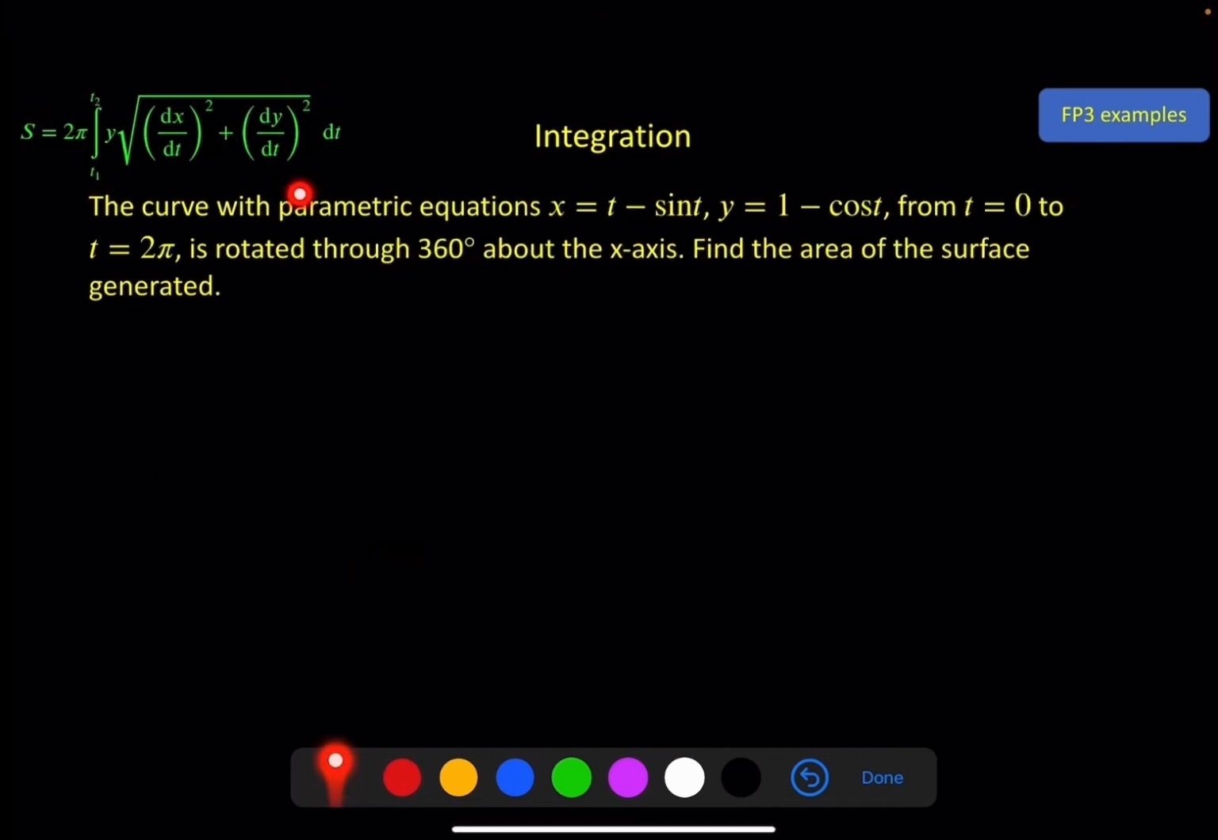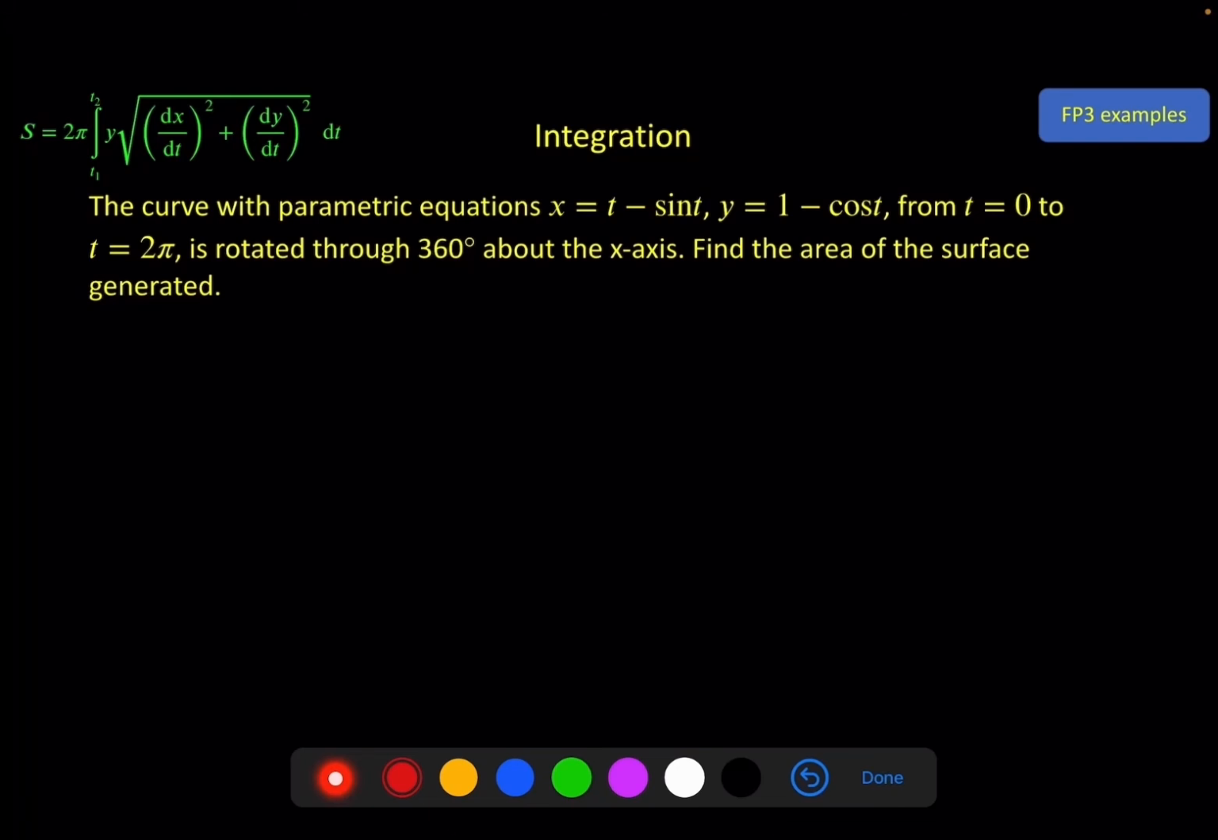So here we've got the parametric formula, and scanning the question, it says the x-axis, so this y will stay as a y. So this is exactly the formula we're going to use. Parametric equations, x equals this, y equals this, from 0 to 2 pi, and it's a full rotation, 360, so we don't need to worry about scaling it in any way. Find the area of the surface generated. Alright, let's dive right in.